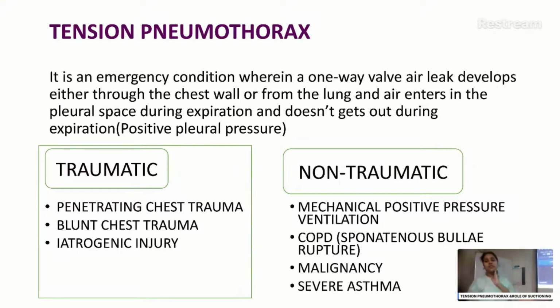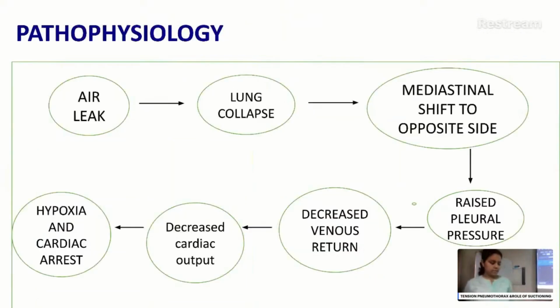Now, the causes of tension pneumothorax include traumatic and non-traumatic causes. Traumatic causes are penetrating chest trauma, any kind of blunt chest trauma, and iatrogenic causes during surgical interventions. Non-traumatic causes include positive pressure ventilation, COPD patients with spontaneous bulla rupture, malignancies, and severe asthma.